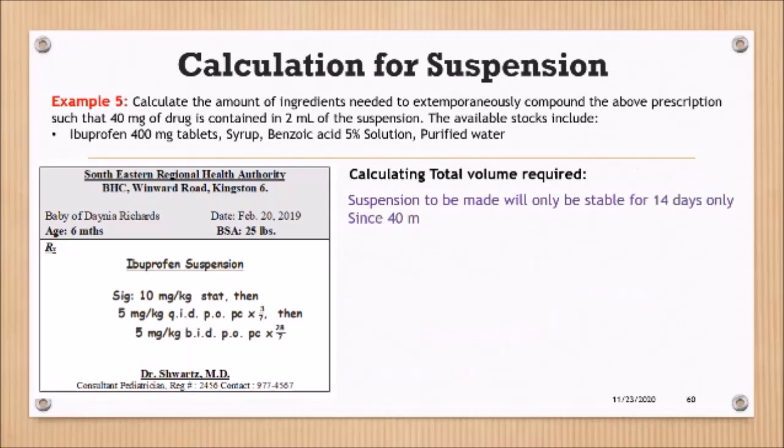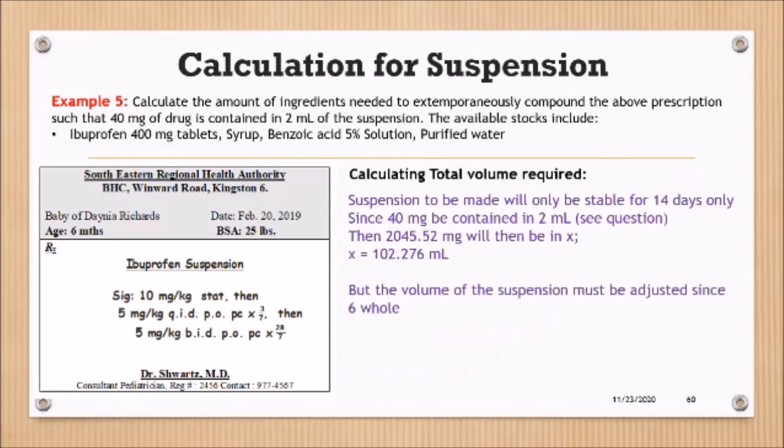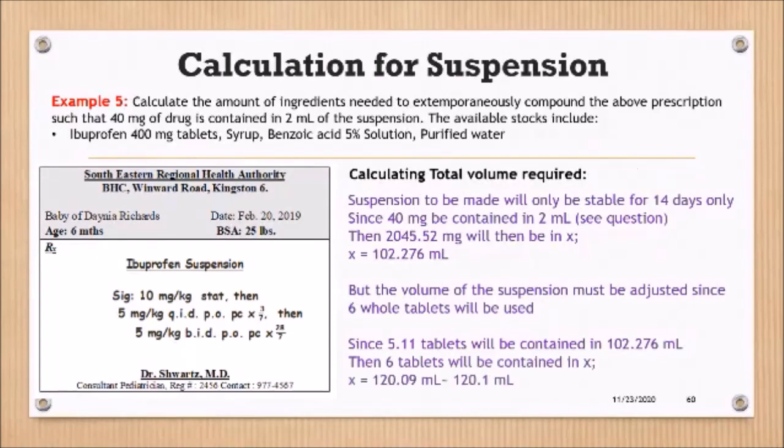So how are we going to determine the volume? We're going to be determining the volume from the concentration as outlined in the question, which is 40 milligrams per 2 mils. So if 40 milligrams is contained in 2 mils of suspension, then the total amount of ibuprofen that we want, 2,045.52 milligrams, will be in X, which is 102.276 mils. But the 2,045.52 milligrams is equivalent to 5.11 tablets. So another way of saying it would be 5.11 tablets will also be contained in 102 mils.